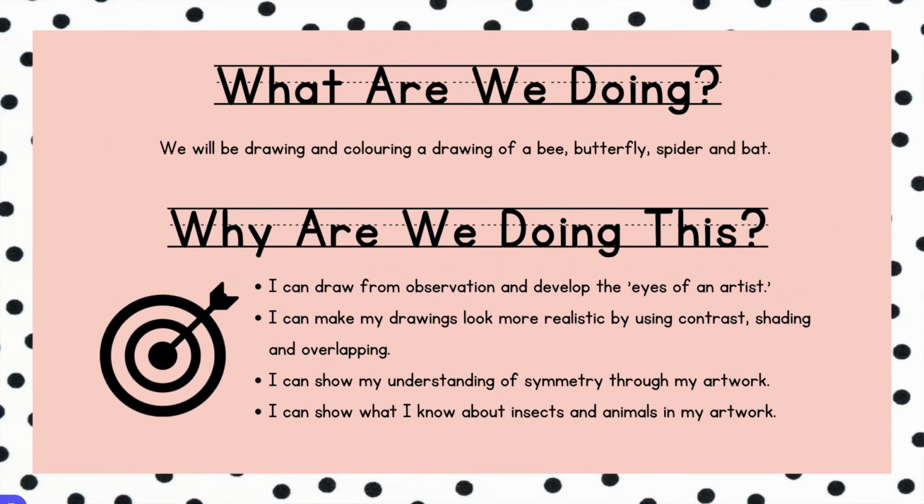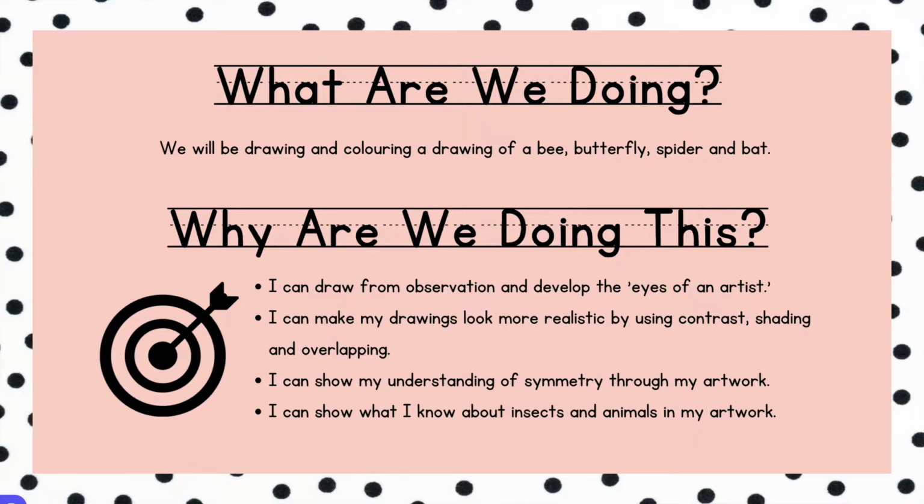So what are we doing? Well, we've already drawn up our drawings of a bee, a butterfly, a spider, and now we're going to be doing a bat. And we've gone over the why are we doing this, but we'll go over it one more time. So we're trying to do our best to draw from observation and develop the eyes of an artist.